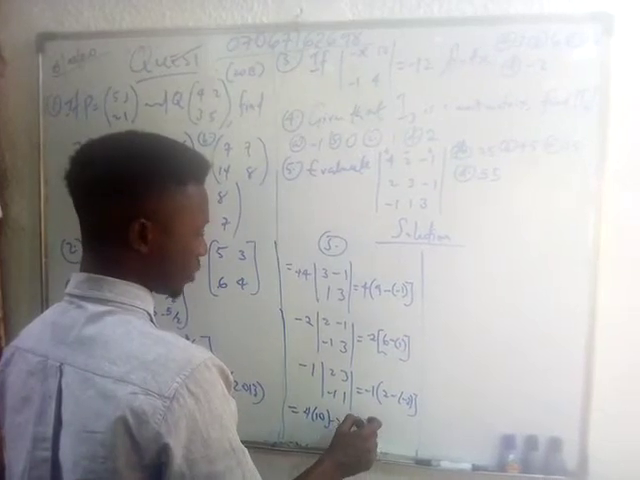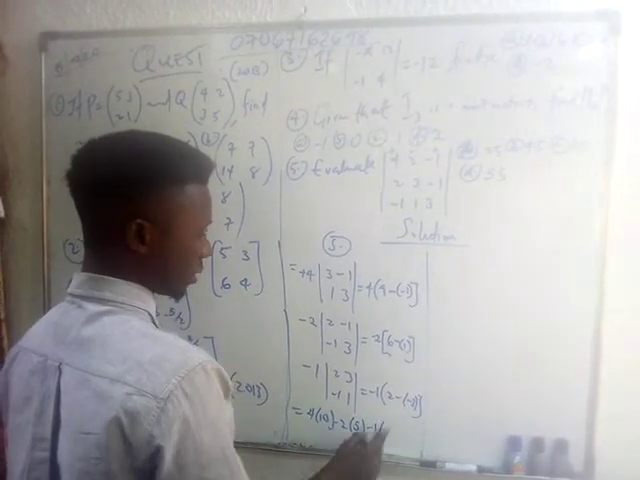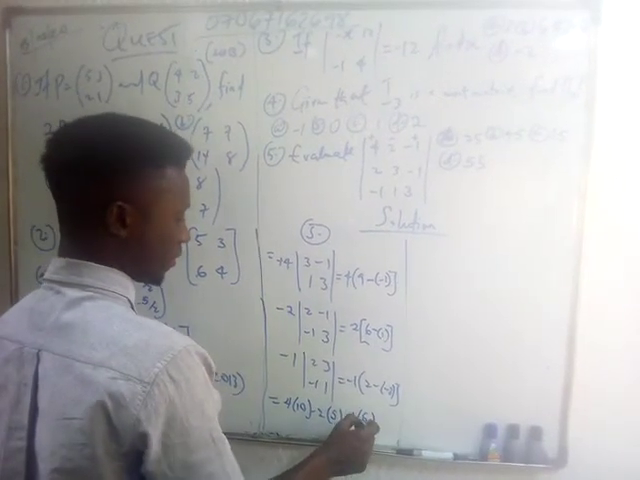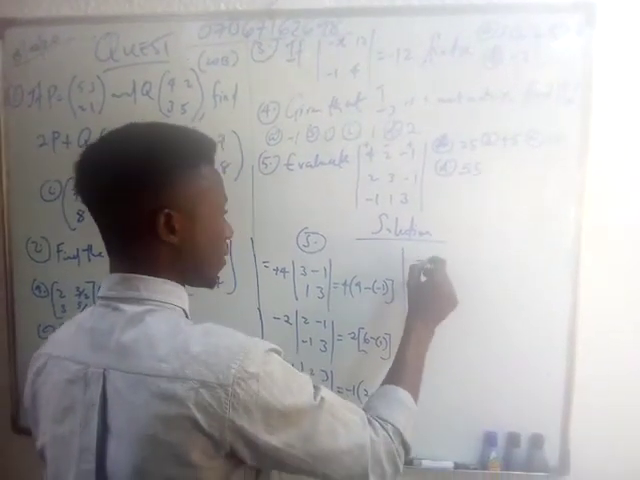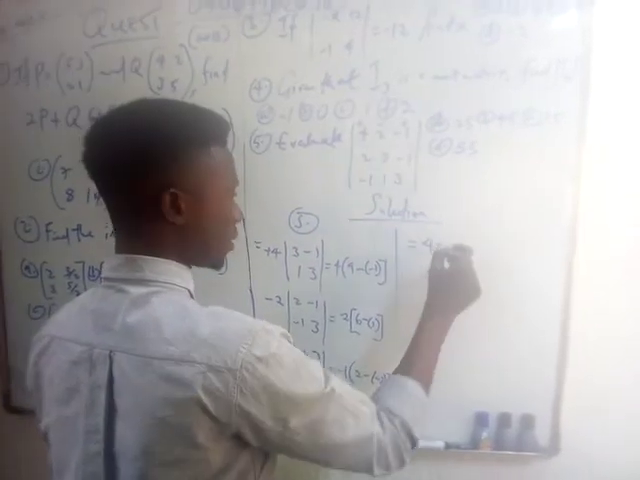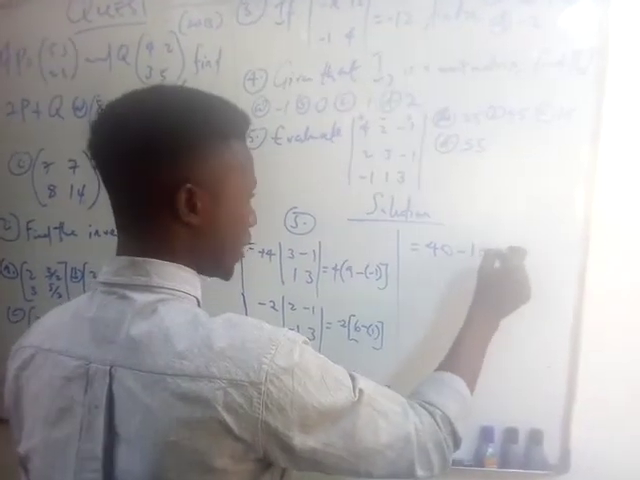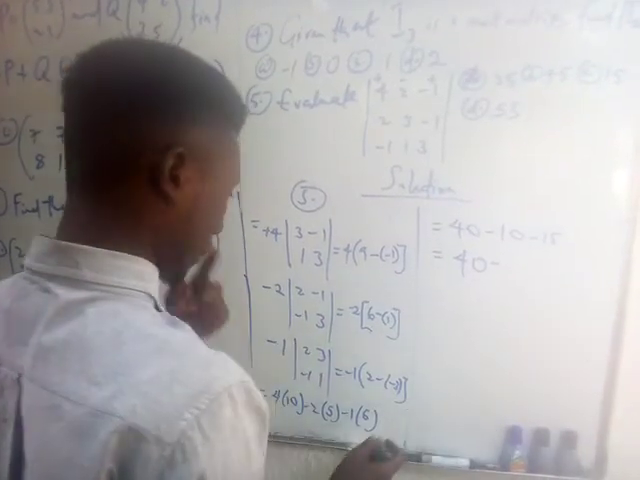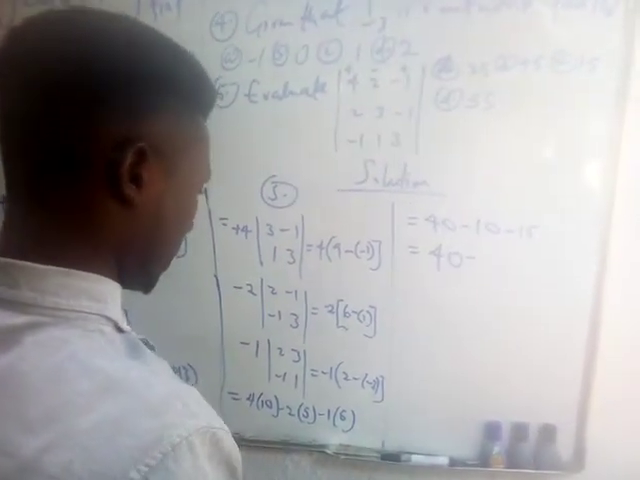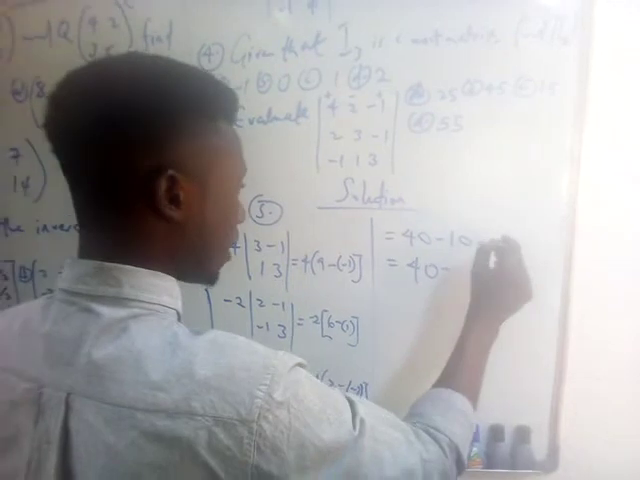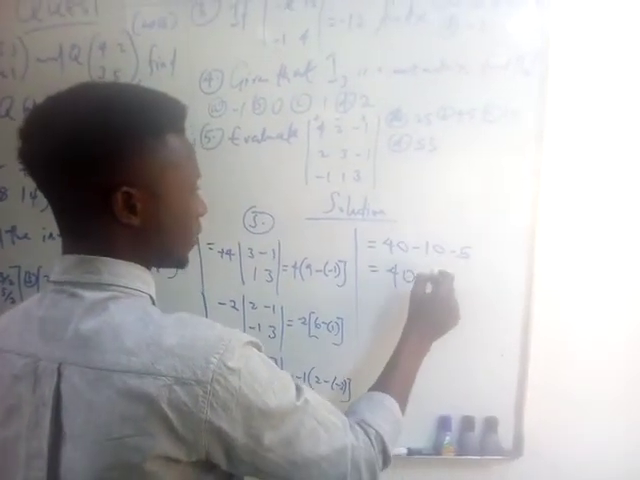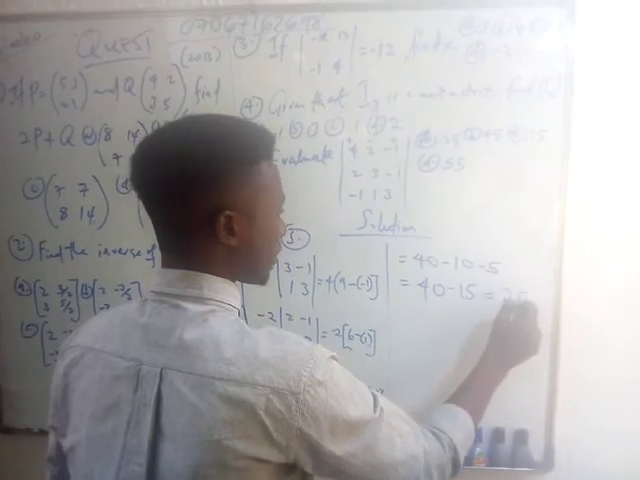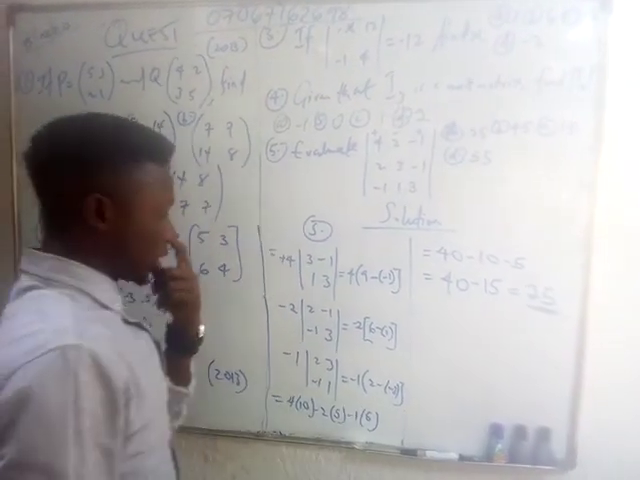Then this is minus 1 into bracket. Minus times minus is plus, 2 plus 3, 5. So you now have 40, negative 10, negative 5. So you're having 40, negative 15. Everything is 25. So 25.